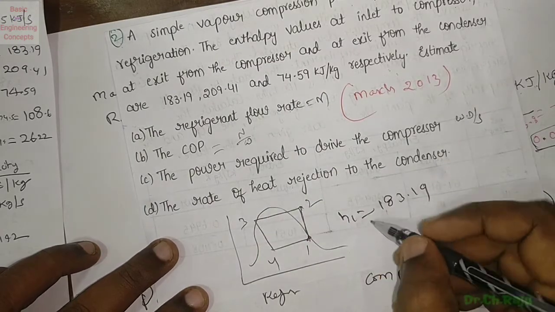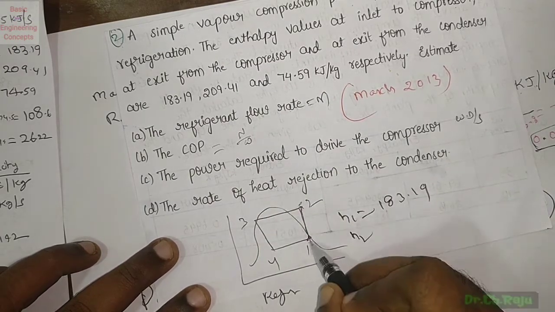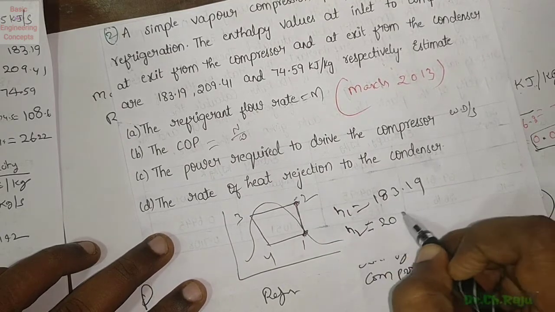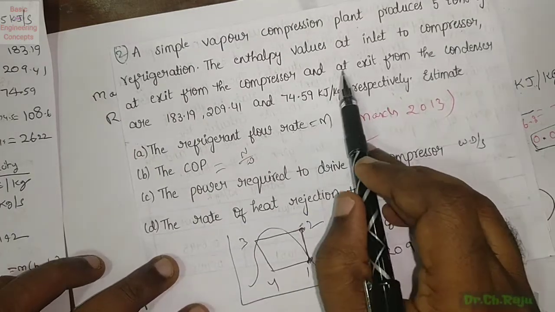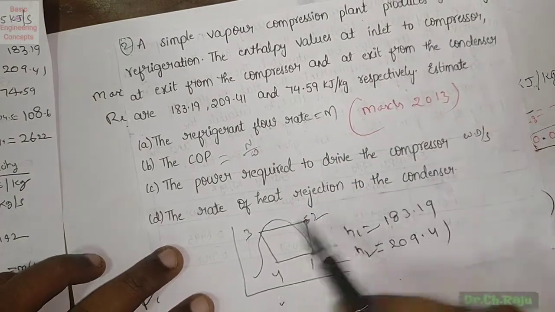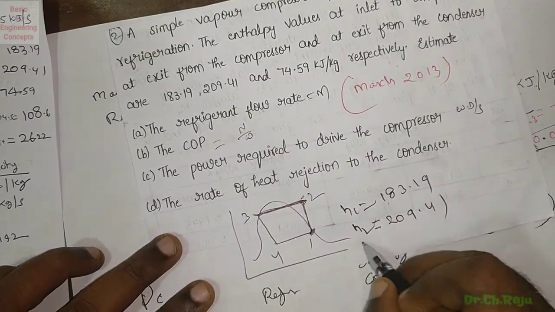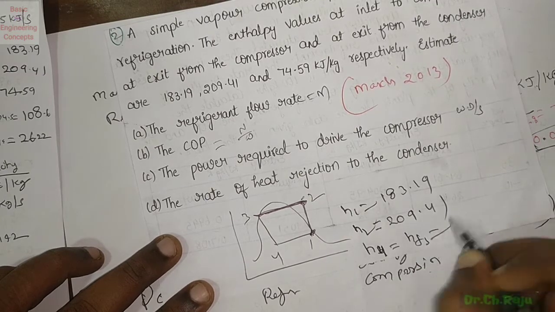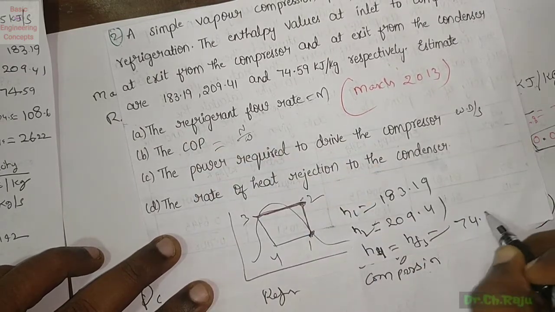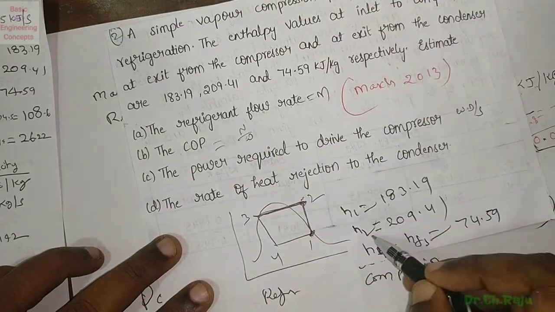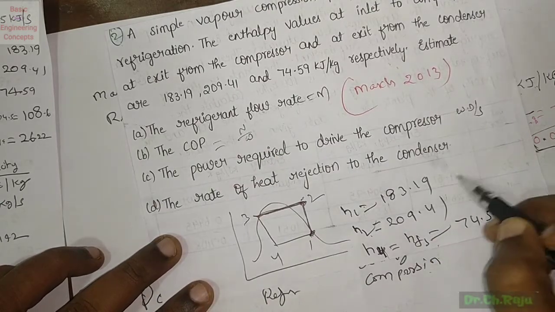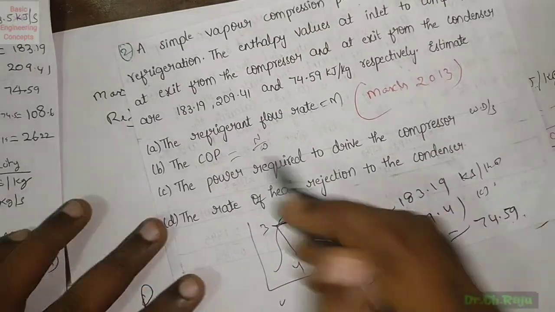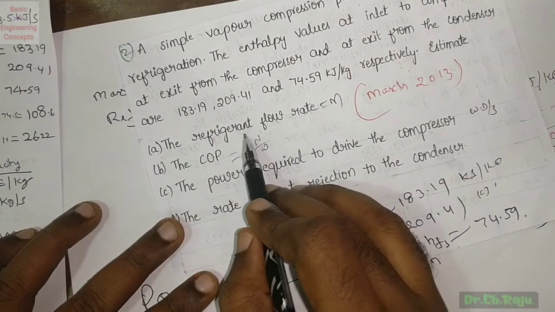The exit of the compressor is H2. This is the inlet of the compressor, and this is the exit of the compressor. H2 is equal to 209.41. And at the exit from the condenser, where condensation occurs, H3 or HF3 is equal to 74.59. So all the values H1, H2, and HF3 are given, all in kilojoules per kg. So it is required to find the refrigerant flow rate.